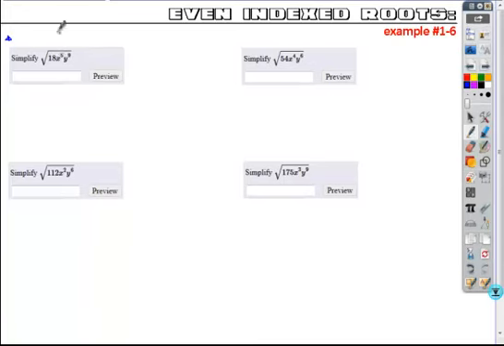Okay, so when we're simplifying this, we have three bases: numerical, x, and y. When we look at our numerical base, what perfect square factor can you remove? 9 times 2. The square root of 9 comes out as a 3, and the other factor 2 stays inside the radical. Okay, move to the base x. How many groups of 2 can we remove from the x's? 2, leaving 1x. And then finally, how many groups of 2 can we remove from the y's?